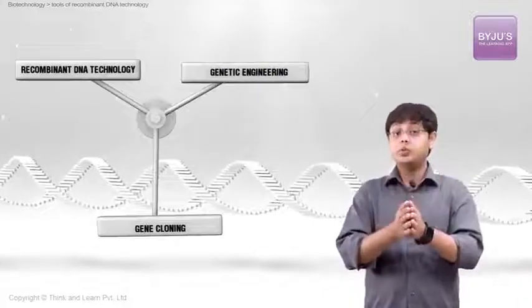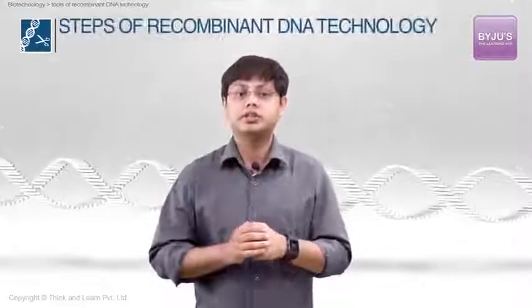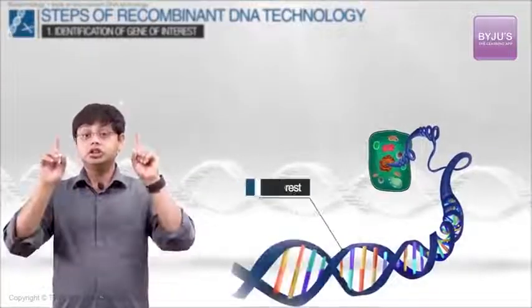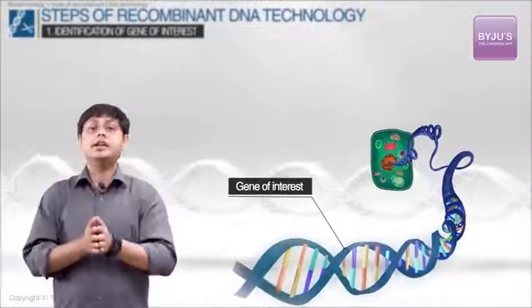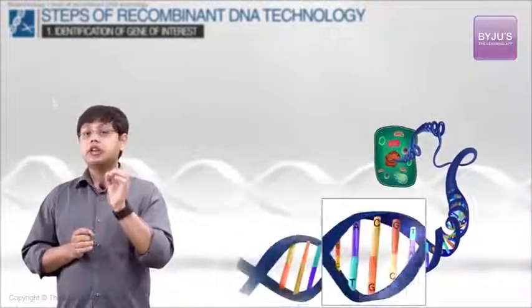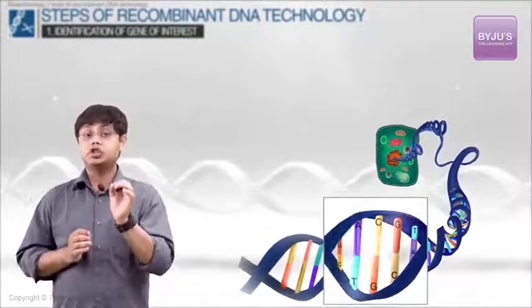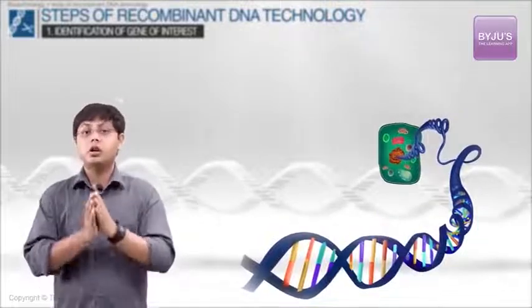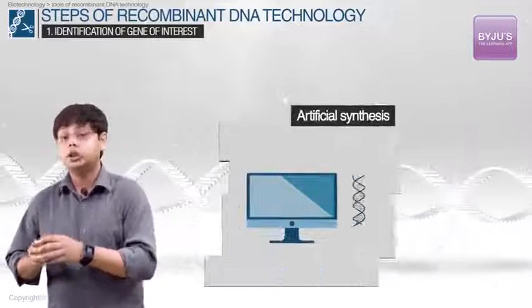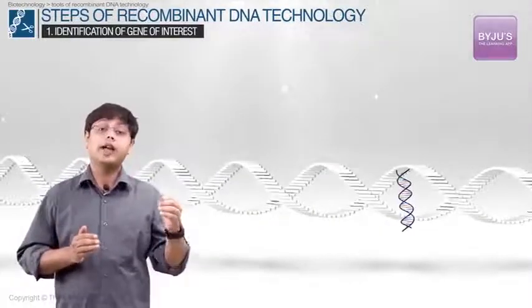There are many ways in which GMOs may be produced, but all of these methods have these common steps. Step 1. The desired gene, that is, the gene of interest, is identified. What does that mean? It means the exact nucleotide sequence of this gene is determined. Once you know the nucleotide sequence, you can synthesize it artificially, or it can be cut out from an existing chromosome.